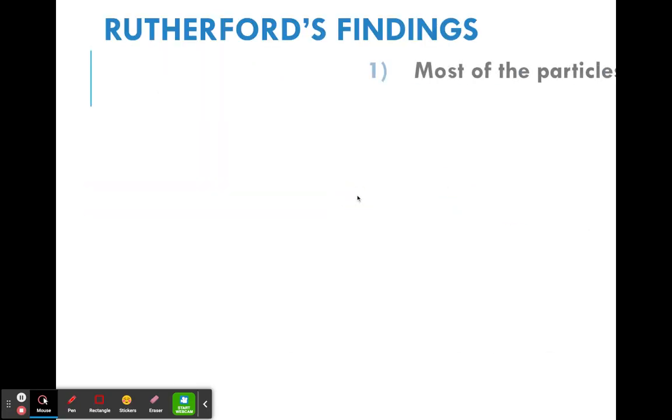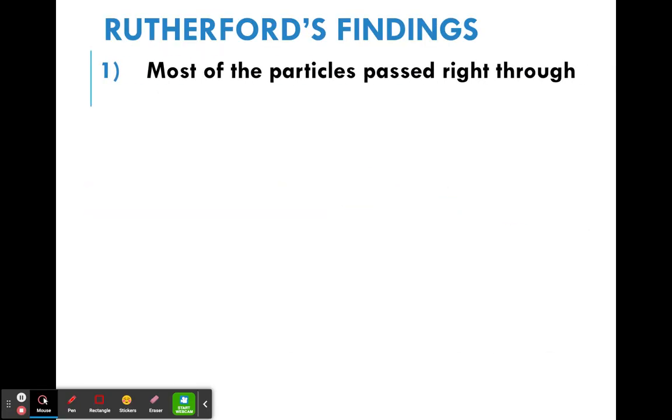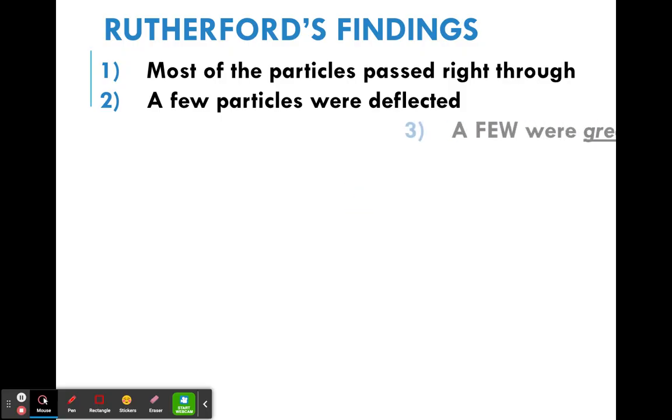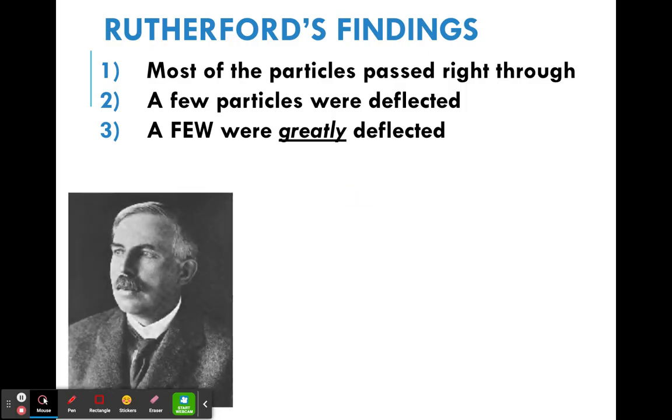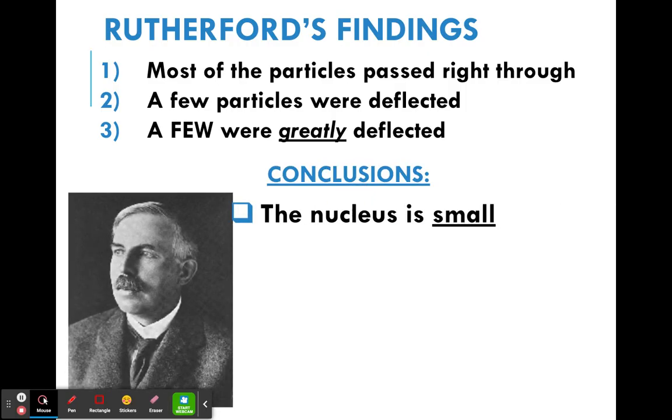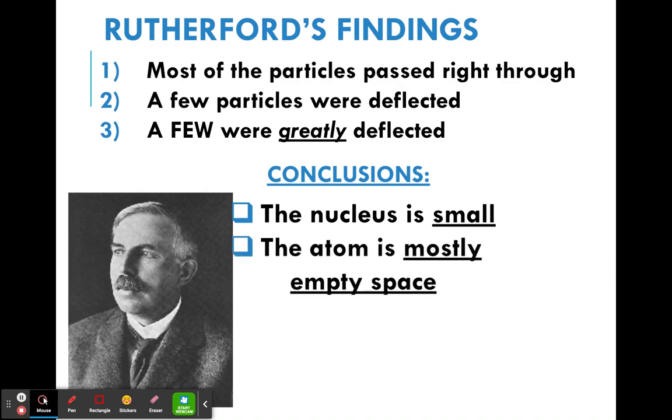So what are Rutherford's findings? Most of the particles pass right through. A few particles were deflected. A few were greatly deflected. And so the conclusion is that there must be a nucleus and it's small, and the atom is mostly empty space. So you have a small, dense, positive nucleus, and most of the atom is empty space.